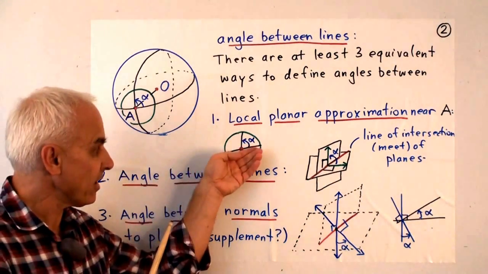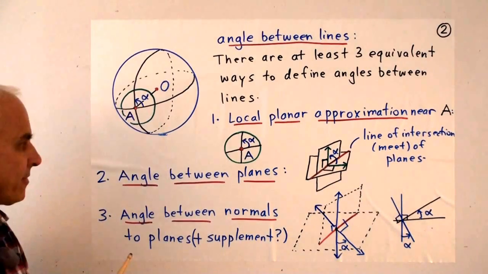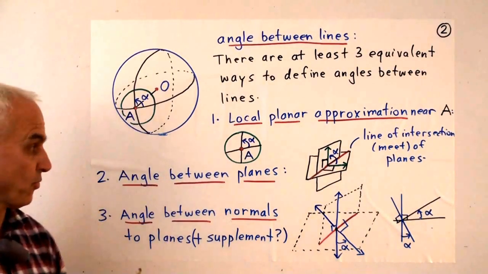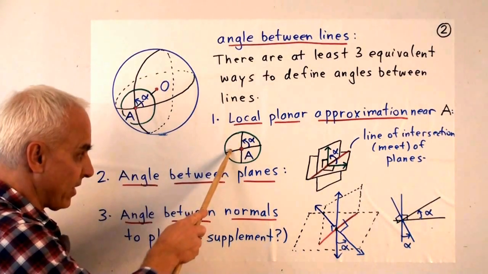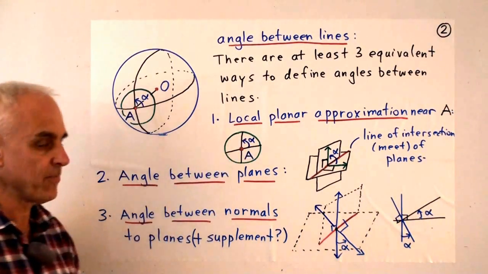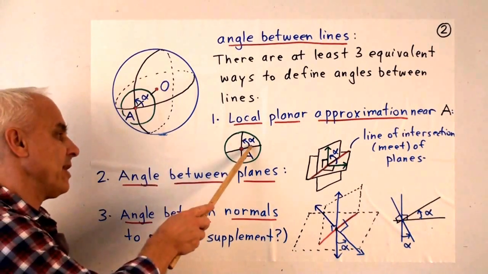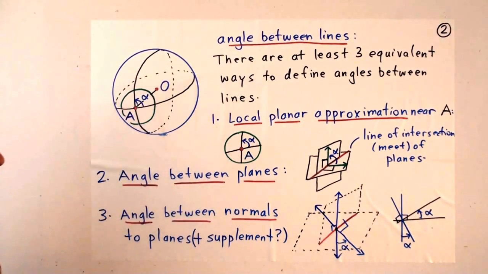Then we can just look at the Euclidean angle between those lines. Now admittedly there is more than one angle floating around here. We could take this angle, or we could take this angle, or possibly we could even take something like this. But we'll generally take the smaller of the angles, generally speaking.